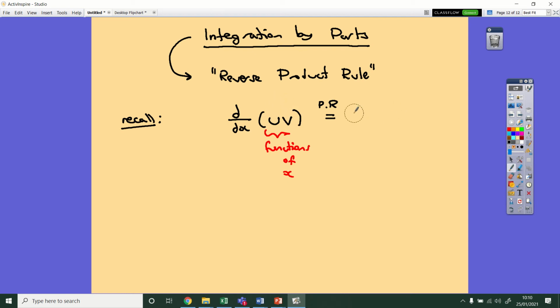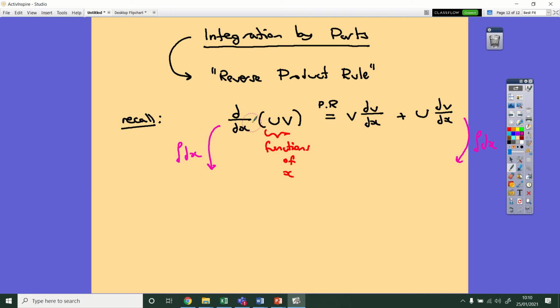I'm going to write it as v du by dx. That's 1/2 of the product rule, plus u dv by dx. So that's the normal product rule that we know and love. I'm now going to integrate both sides of this to write things in terms of integrals. So integrate this side dx, and also this side. And think about what that gives us now.